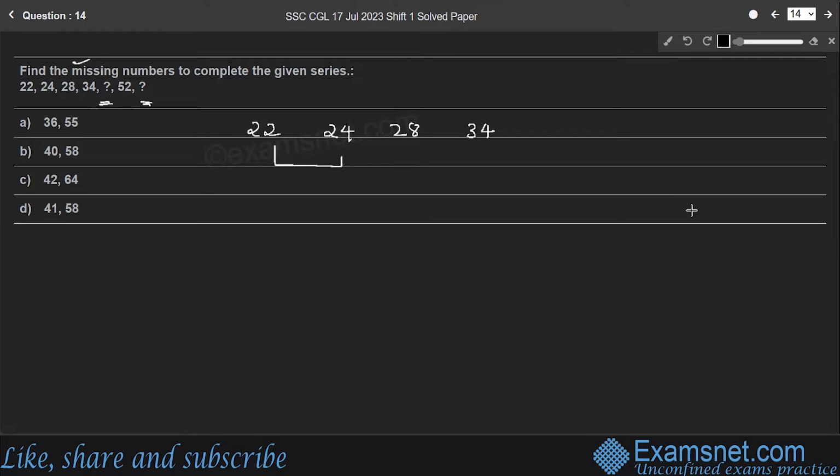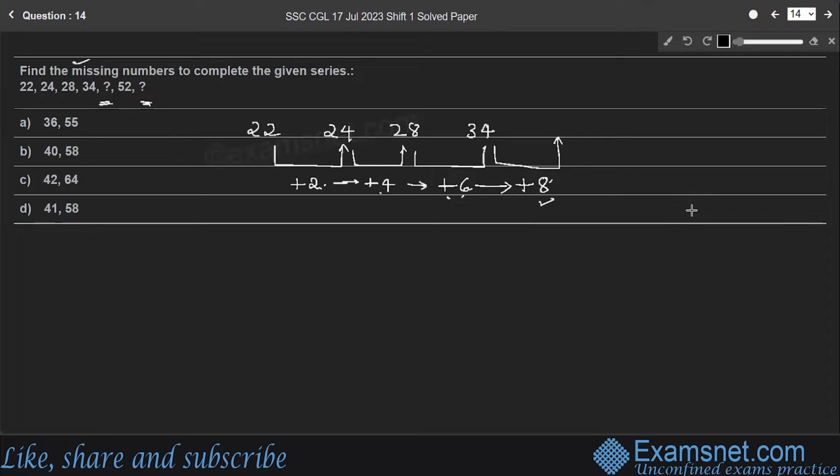So look at first and second numbers. If you add 2 to the first number, you will get the second number. 22 plus 2 is 24, and 24 plus 4 is 28, and 28 plus 6 is 34, right? So in each case, 2, 4, 6, there is an increase of 2. Therefore, to get the 5th number, we need to add 8, which is 2 more than 6.